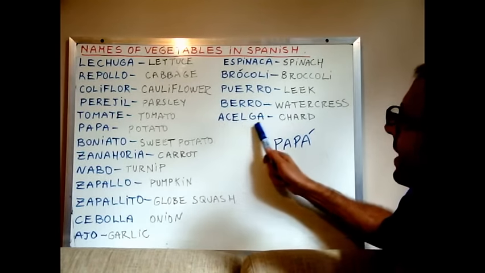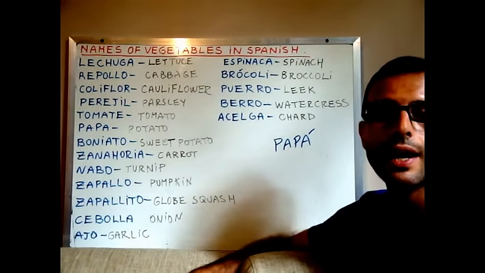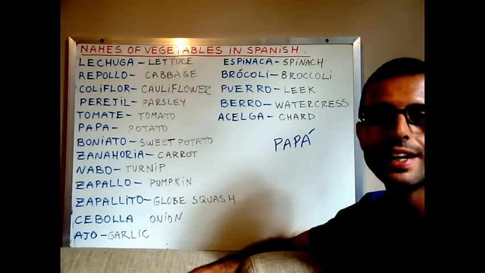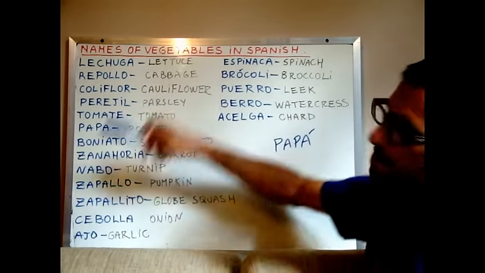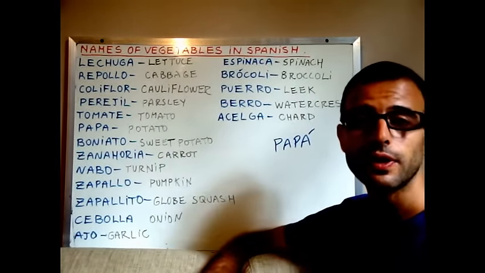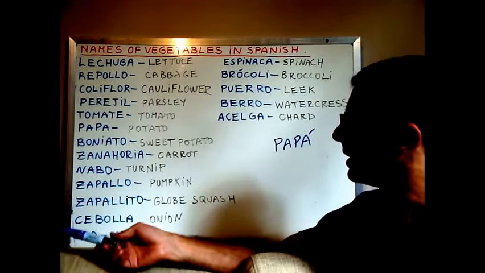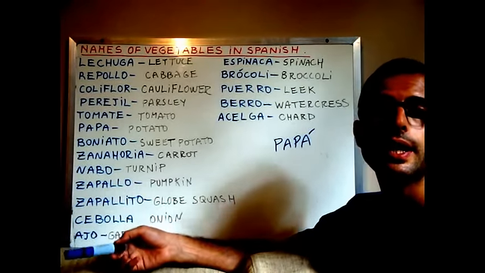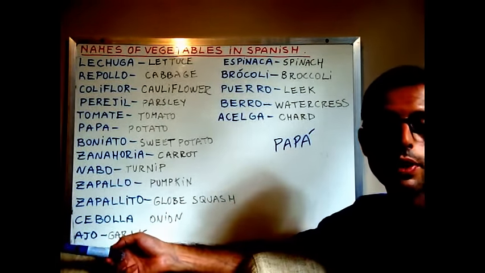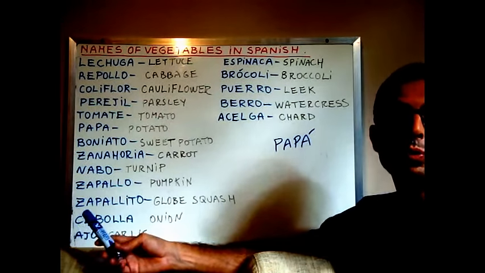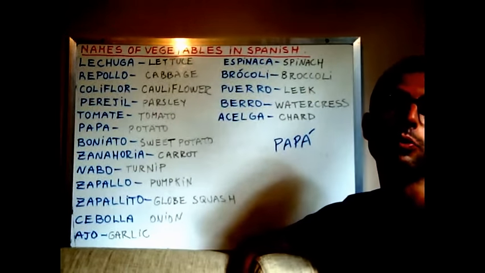And acelga is chard. Acelga. Three syllables. Okay, so these are the most common vegetables, at least the ones I can think of right now. Later I want to teach you some more words related to foods, like meat and other words that may be useful for when we go shopping.